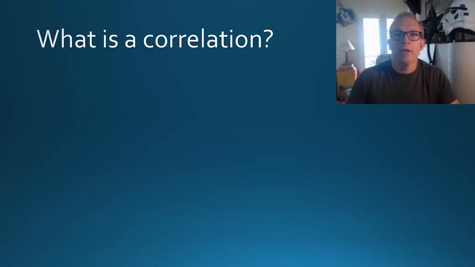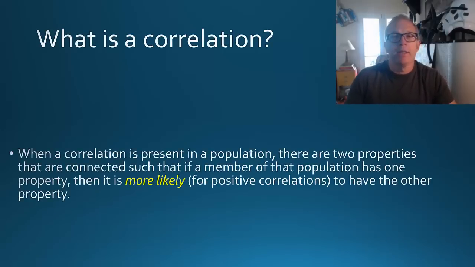So the first question we're going to ask is, what's a correlation? This is a somewhat technical idea, a technical definition, but here's the idea. When a correlation is present in a population, there are two properties that are connected, such that if a member of that population has one property, then it's more likely, for positive correlations, to have the other property. Or if it's a negative correlation, if a member of the population has one property, then it's less likely to have the other. And here's the idea.